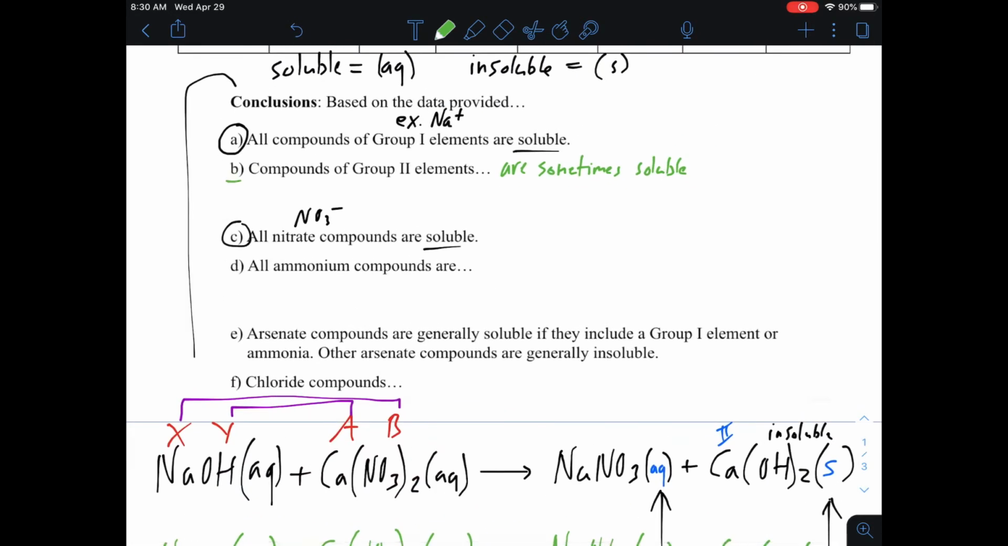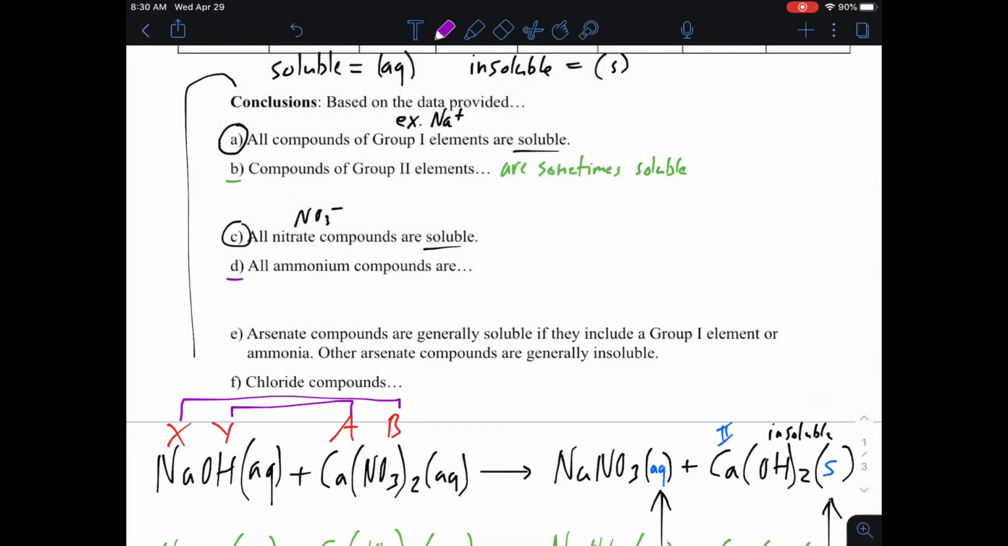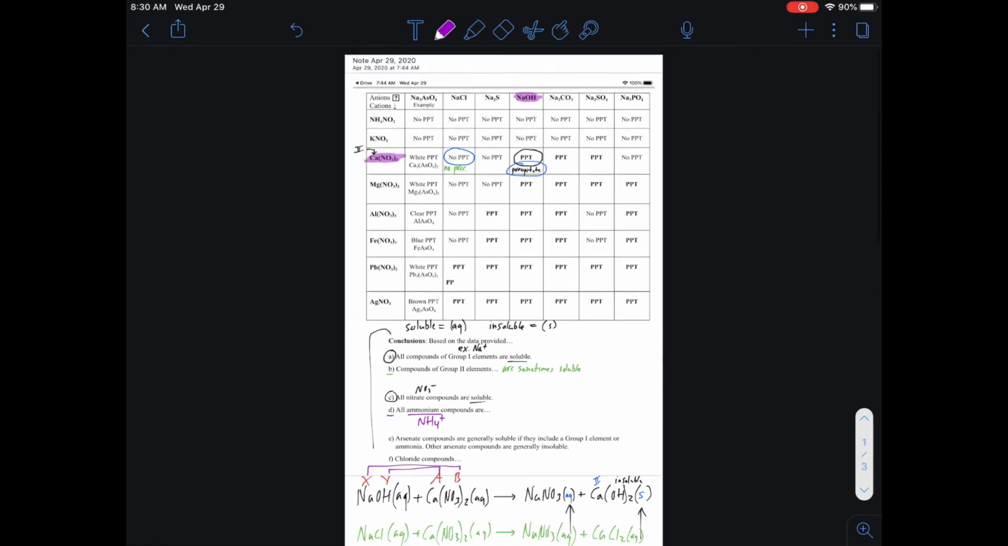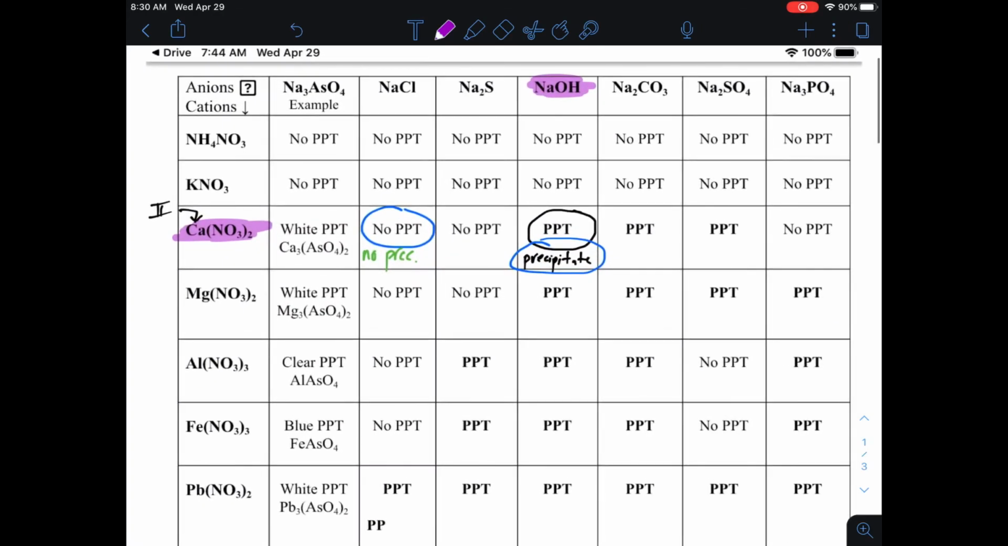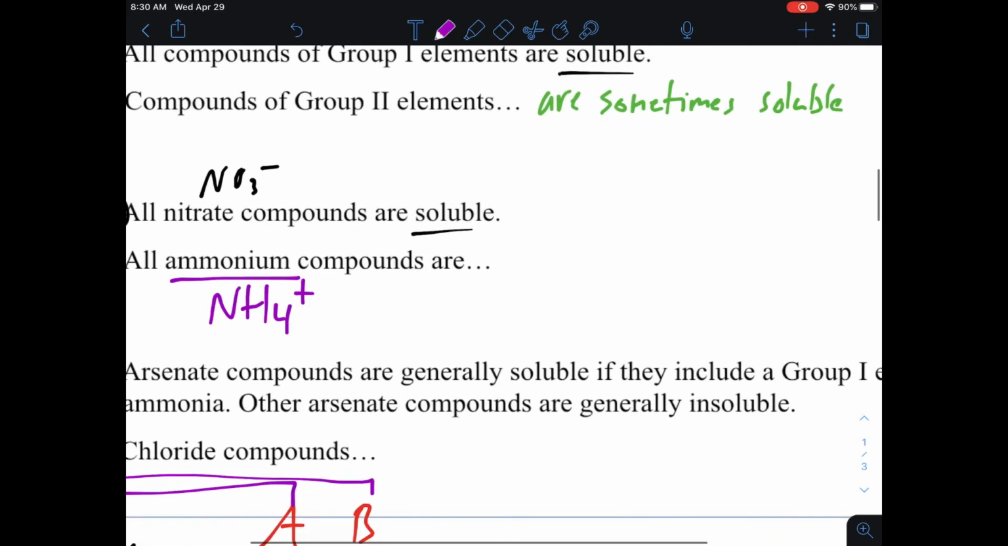Okay, let's do one more together, and then I'm going to leave the rest up to you. In D, for ammonium compounds, ammonium is NH4 with a plus charge. The only way we can make a claim about what happens is by looking at our table. And the only place that ammonium shows up is right here. Notice that regardless of what it reacts with, no precipitate is formed. We can make the claim right away that ammonium compounds are soluble.